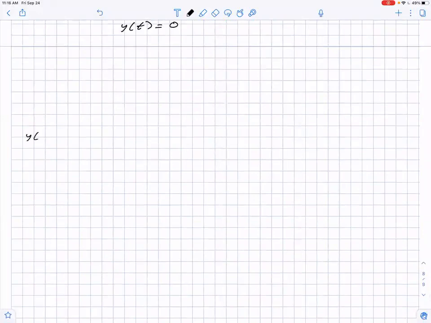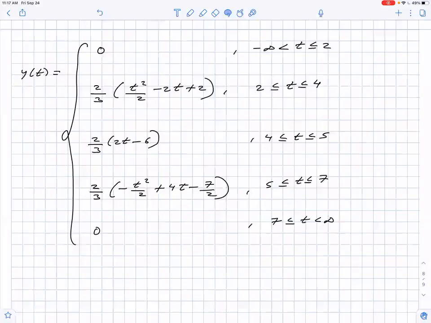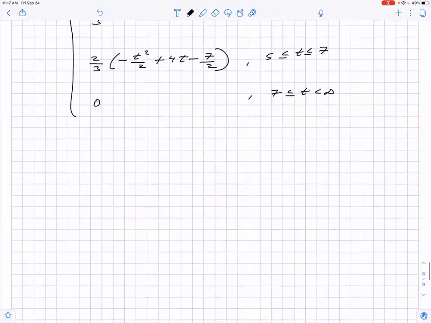And now what we're going to do is collect our answers for all 5 regions and copy it here. So here I have copied our answers for each region. And this is our answer, but we can do a sanity check before we stop.